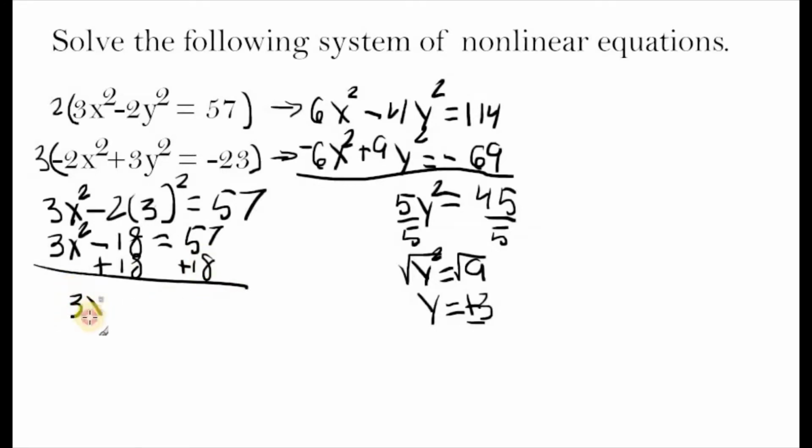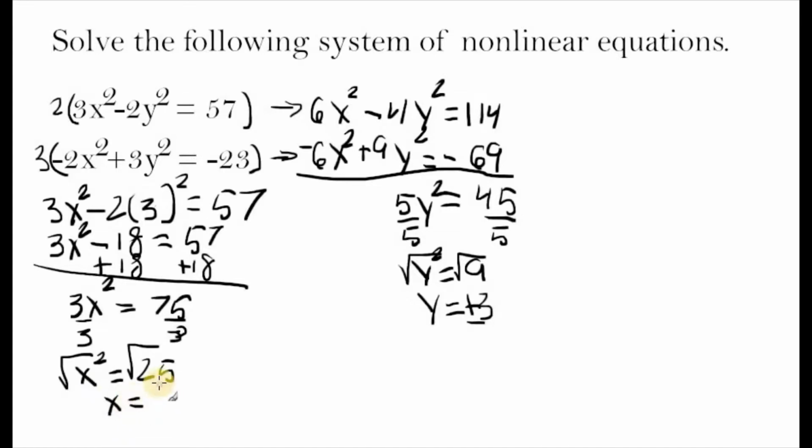We'll have 3x squared is equal to 57 plus 18 will give you 75. Divide both sides by 3. And you'll get x squared is equal to 75 divided by 3 will give you 25. Then we'll put a radical sign over both of them. The square root of x squared will just give you x equal to the square root of 25 is 5, plus or minus 5.